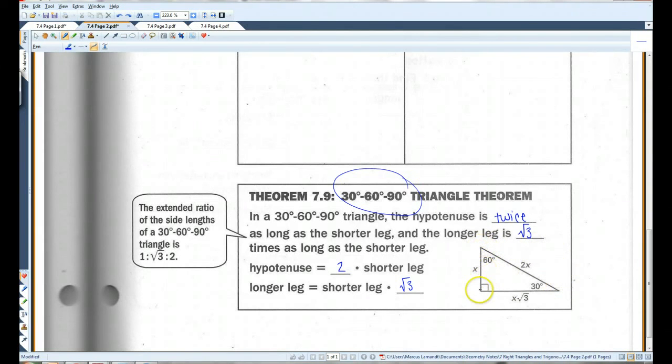So whatever the short leg is, if you multiply this by 2, you're going to get the hypotenuse. Whatever the short leg is, if you multiply by root 3, you get the long leg. And vice versa. If you have the hypotenuse, just divide by 2 to get the short leg, and then multiply by root 3 to get the long leg. We'll do some examples.